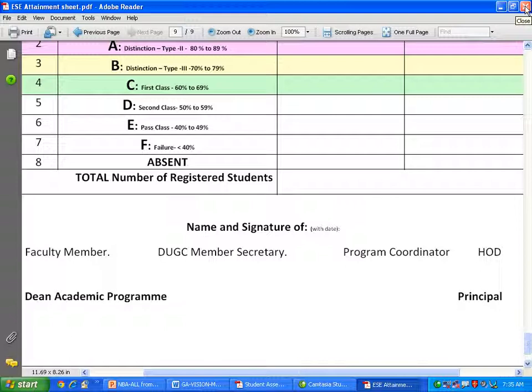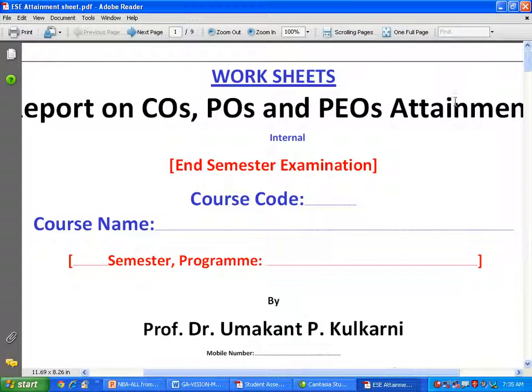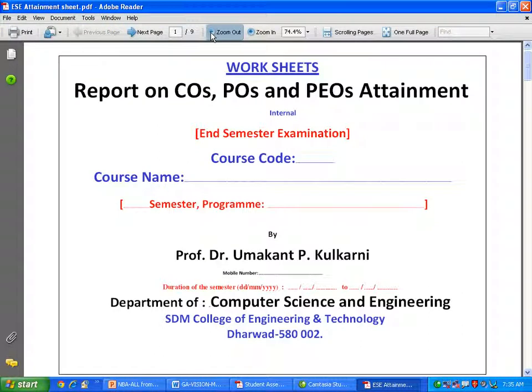I'm available at mobile number 944-8915-301. Alternatively, you can reach me through email at u.p.kulkarni at yahoo.com. So this is the worksheet template.